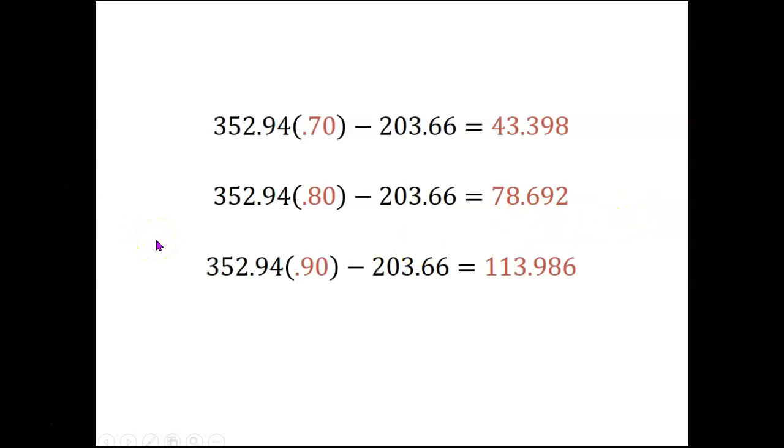And what about to get an A? If I plug in 90%, I get that the final exam score would have to be, well, 113.986. That's not going to happen. Not unless there's a lot of bonus points possible. So C looks pretty easy. B, definitely within reach. A, probably not.